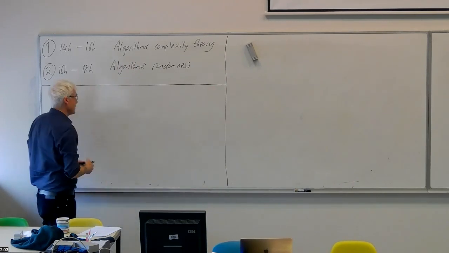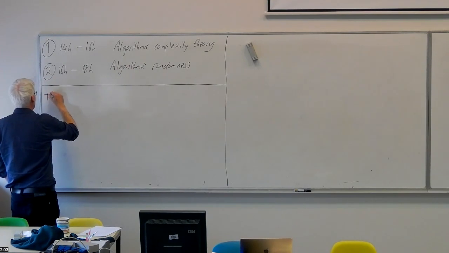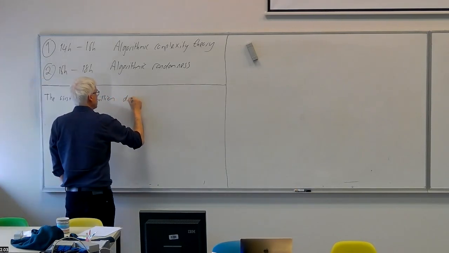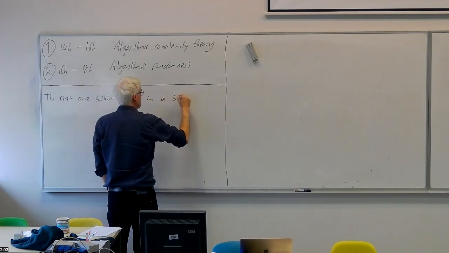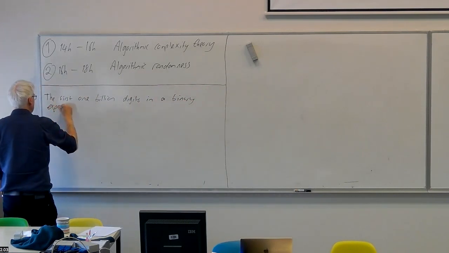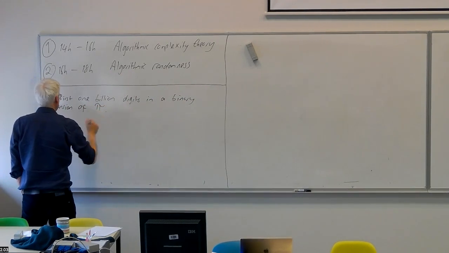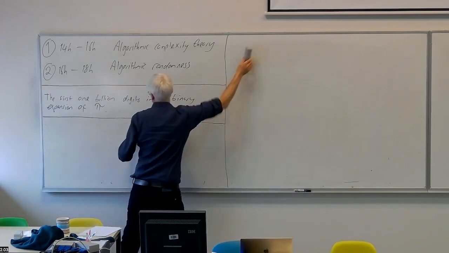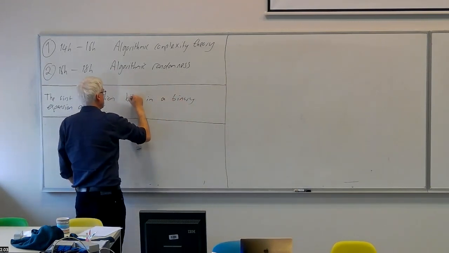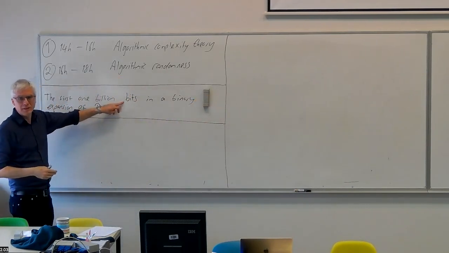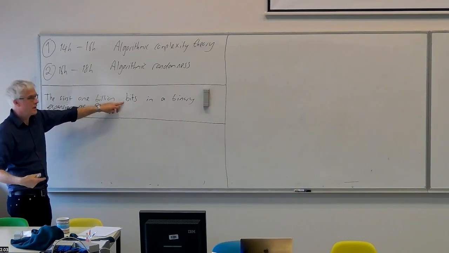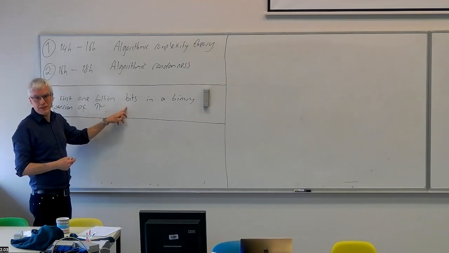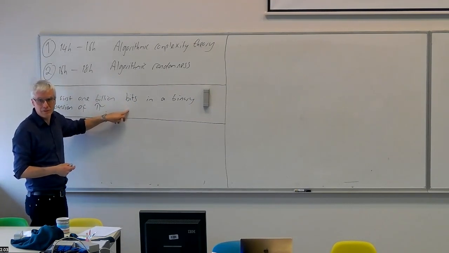So, for example, I might give you a description like this: the first 1 billion digits in a binary expansion of pi. Or rather, by digits, I mean binary digits. And we'll forget about the decimal place. So not the decimal place, the binary place. So it would start 1, 1 point, but we'll just start 1, 1 and then carry on like that. So this is a description of a binary string whose length is 1 billion. That's 10 to the power of 9.